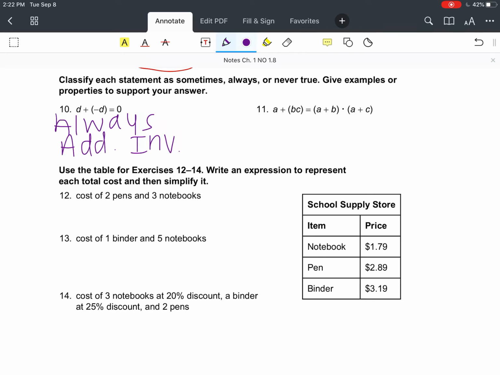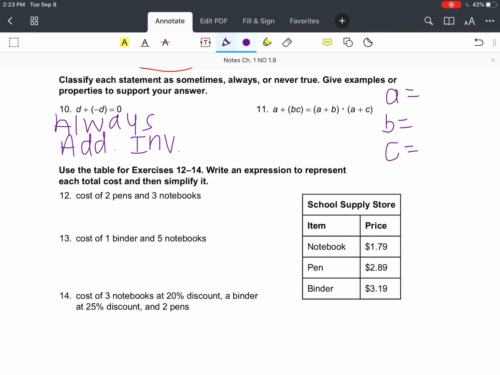Number 11. Look at it. You might be thinking, it doesn't actually look like any of the properties we've learned. And it's because it's not. Now, because it's not a property, it's definitely not always true. But you're not sure if it's sometimes or never. So go ahead and substitute in values. Let A equal a number, B equal something, C equal something. See if you can find a way for it to become a true statement or not. So again, pause the video, try this one on your own, and then check your answer with the key.